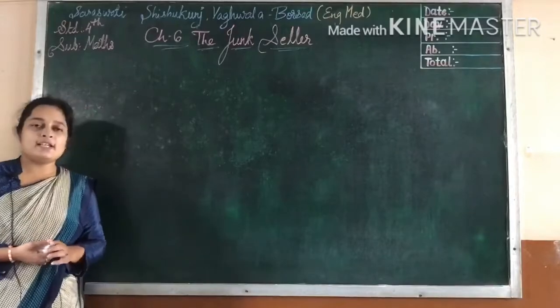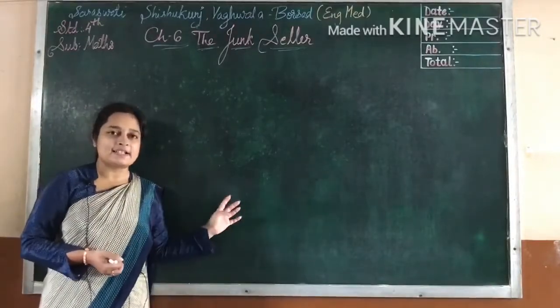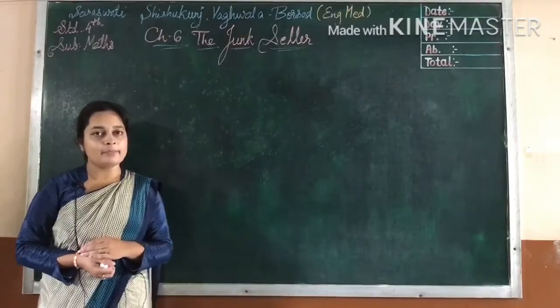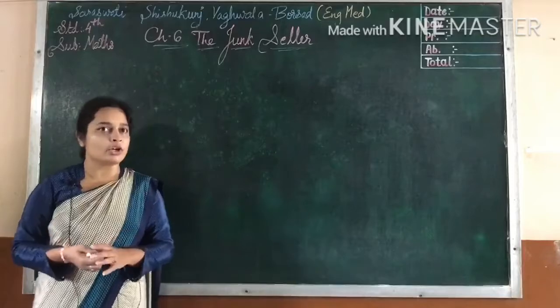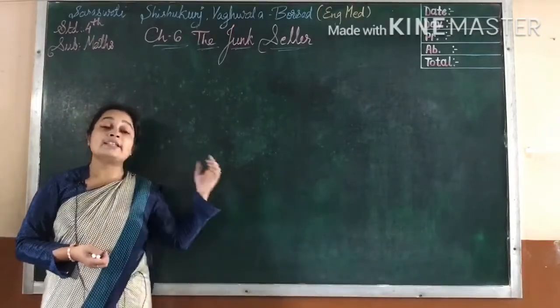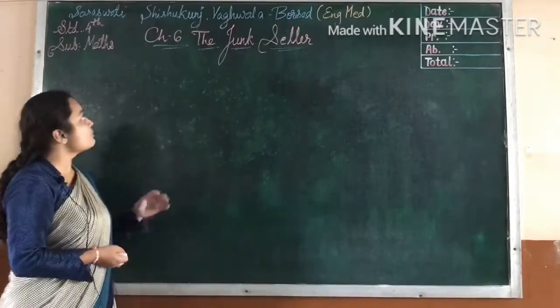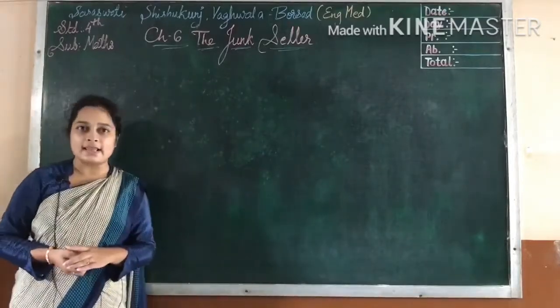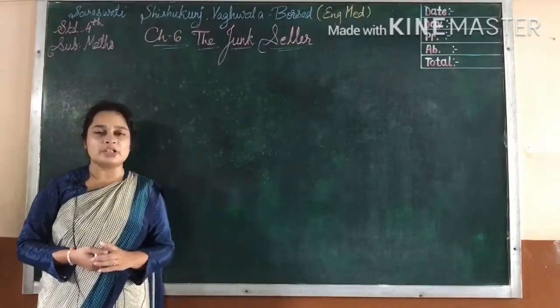Today we will see a revision of the online classes in this video. As you all know, for a few days we learned online only through Zoom class, right? So now let's see the topics which we had learned. We will see chapter number 6, The Junk Seller. In this chapter we have to learn about money.